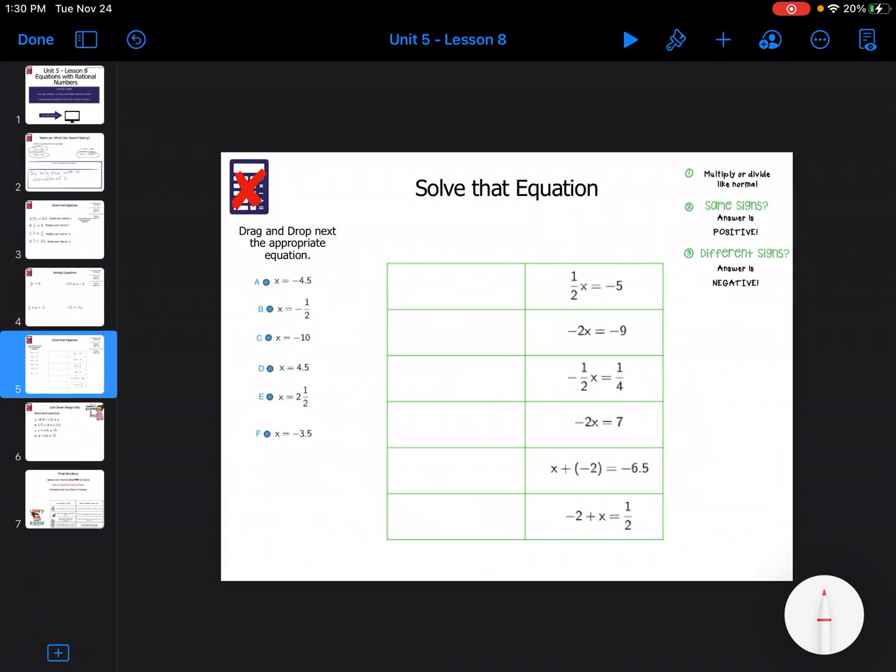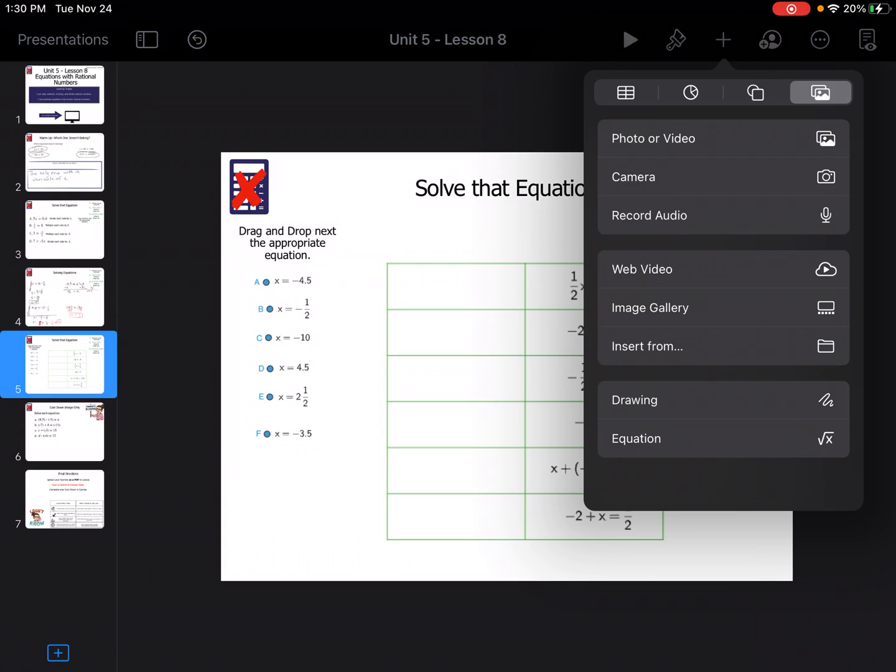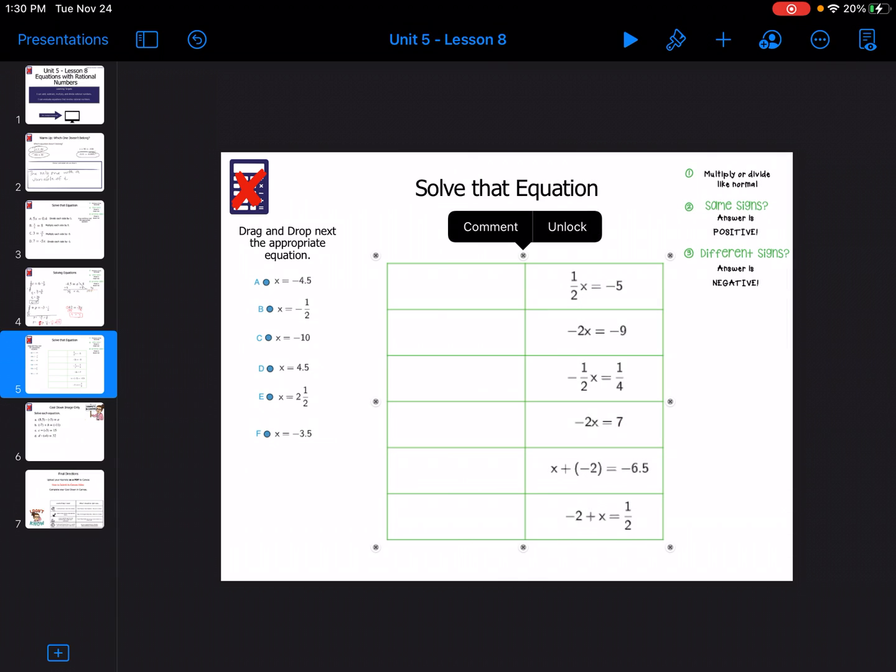All right, so now we're going to do some drag and drop. So I'm going to go ahead and turn off my drawing tool. We're going to do some drag and drop. So it says drag and drop the appropriate answer next to the equation. So let's start thinking. Okay, what can I do?